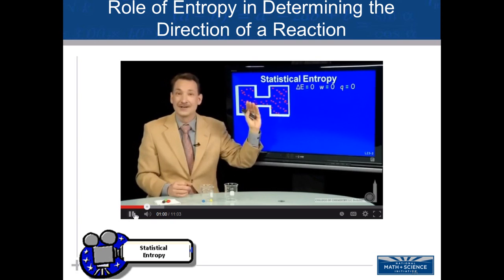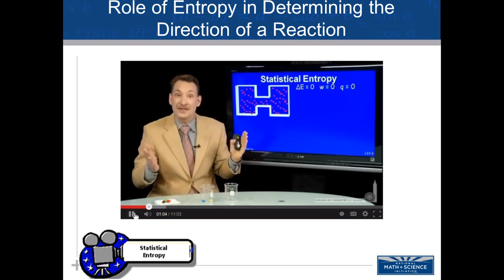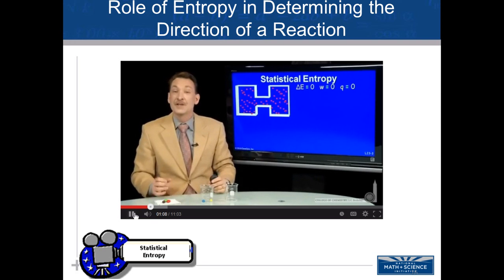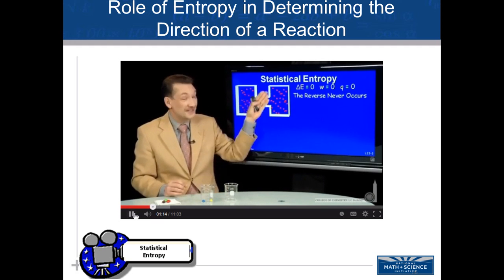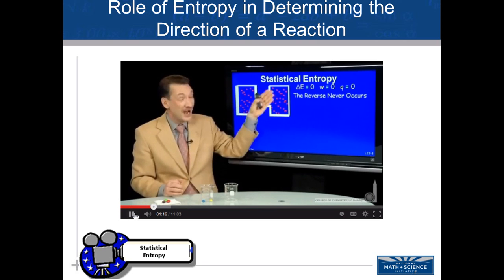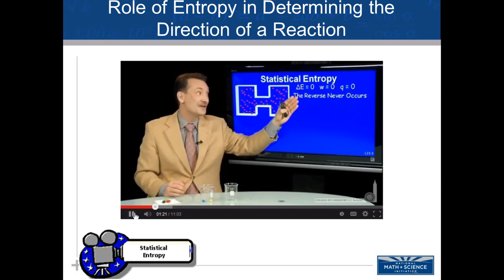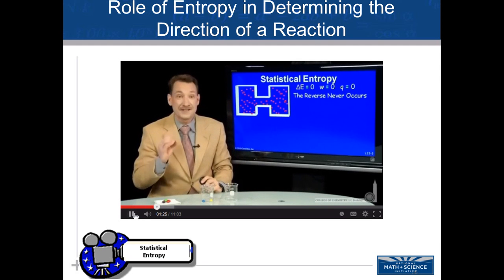There's no indicator among our thermodynamic parameters that this process will even proceed. Nothing changes thermodynamically as far as we can see. So we need another thermodynamic parameter. Since the reverse never occurs, there has to be something, some driving force that makes it go in that direction. Yet it's not energy, heat, or work. Well, it turns out a statistical argument is what we're looking for.